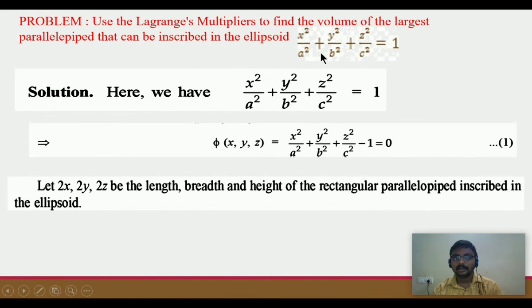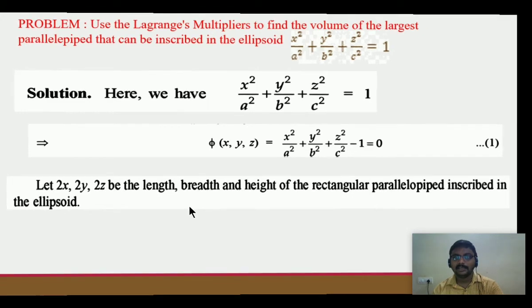So the given ellipsoid is given, that is phi. The function is obtained by taking the volume of the largest parallelepiped. Here 2x, 2y, 2z are the length, breadth and height of the parallelepiped. The volume is 8xyz, that is f.